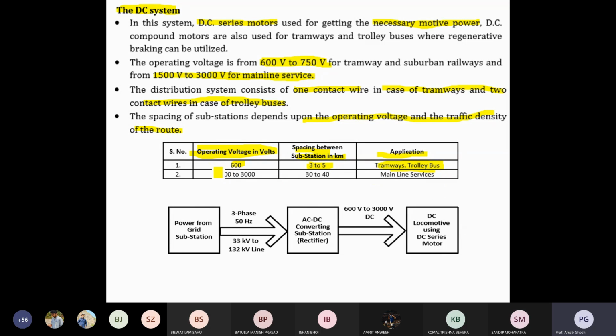So again, if the operating voltage is more, so 1500 to 3000 volt, that is for the distance between 30 to 40 kilometer, and it is used for the mainline service. For the DC system, your input is DC.